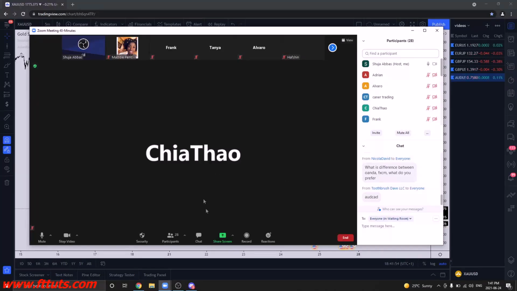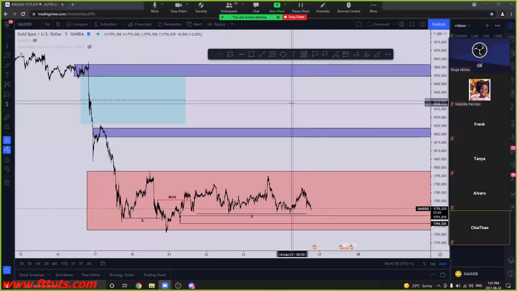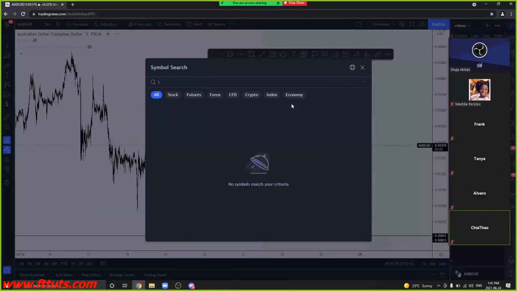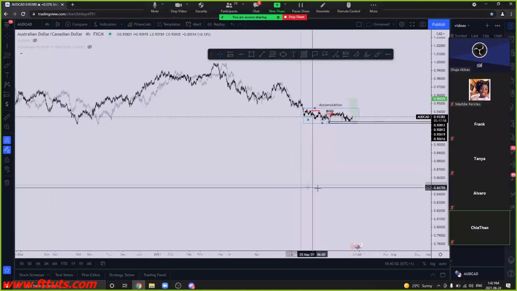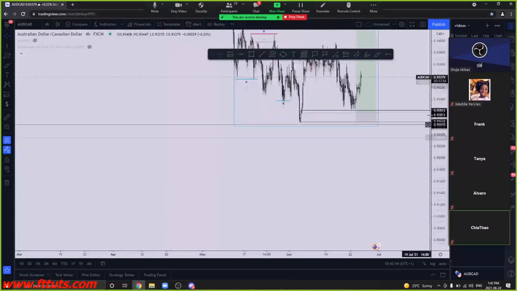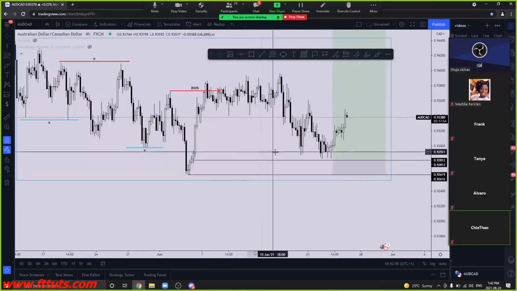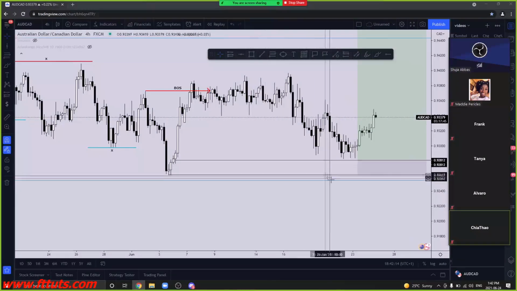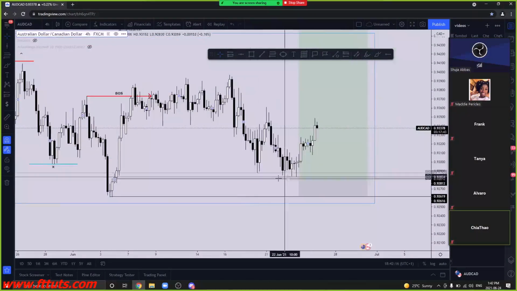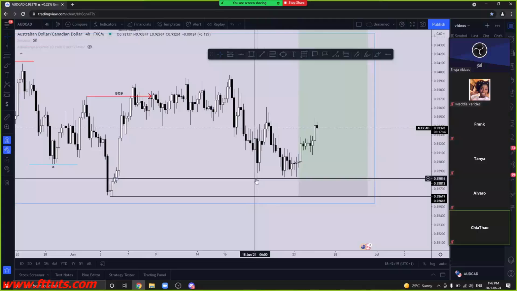AUD CAD? Sure, I got you. Oh man, it missed the limit. I actually called this out in the group chat a long time ago. I already sent USD CAD in the chat before. And GJ, I think I called this out a while ago too. I missed it by not even a pip.